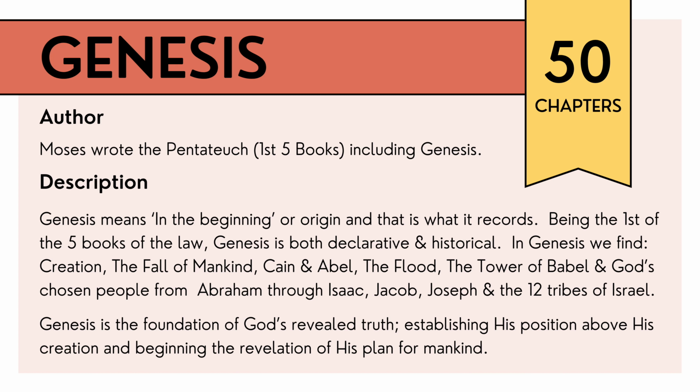Peleg lived 209 years after he became the father of Reu and became the father of more sons and daughters. Reu lived 32 years and became the father of Serug. Reu lived 207 years after he became the father of Serug and became the father of more sons and daughters. Serug lived 30 years and became the father of Nahor. Serug lived 200 years after he became the father of Nahor and became the father of more sons and daughters.